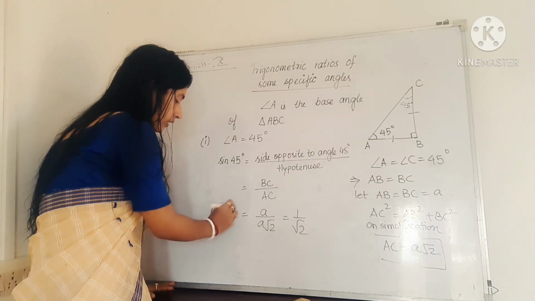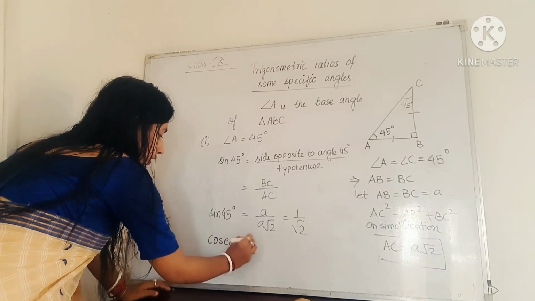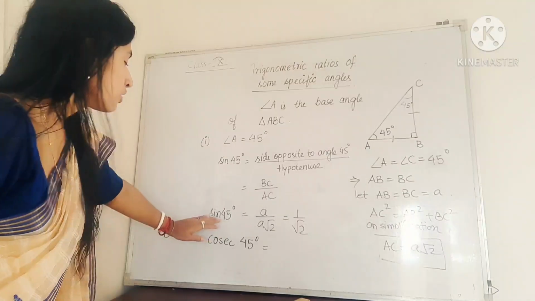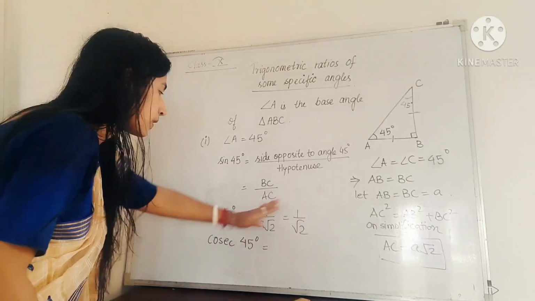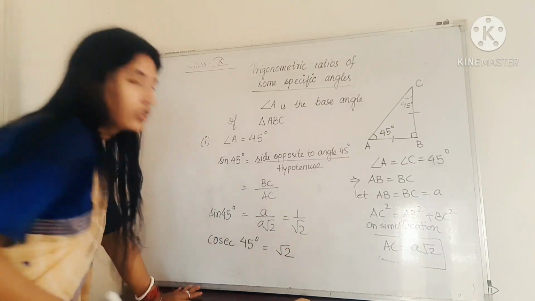So now we can write cosec also, because we know cosec is the reciprocal of sine 45 degree. So now you can see sine 45 degree is 1 by root 2. So the reciprocal of 1 by root 2 will be root 2.